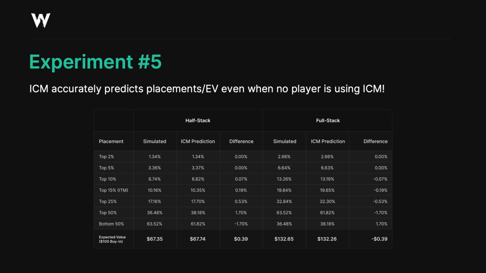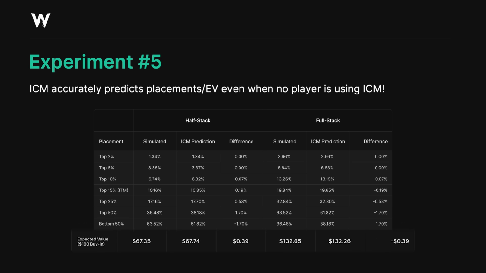So here we see the results for the half stack and full stack strategies. And at the top, we can see, for example, top 2% indicates how often each of these stacks places in the top 2% of the tournament. You can see the simulated results and ICM's prediction just based on stack depth. And we can see that they are identical. In the top 15%, this is in the money, we can see some very small variation, but overall, ICM is extremely accurate in predicting how often half stacks and full stacks will place in the money overall.